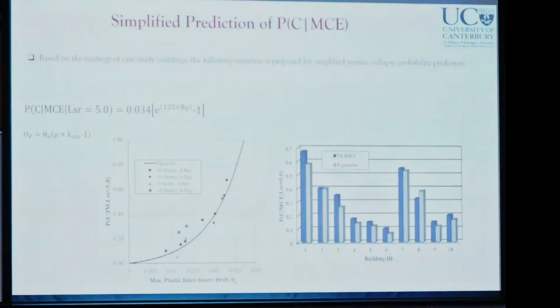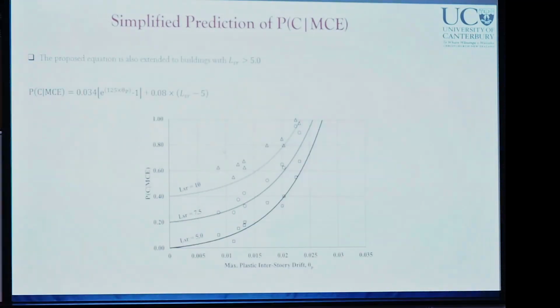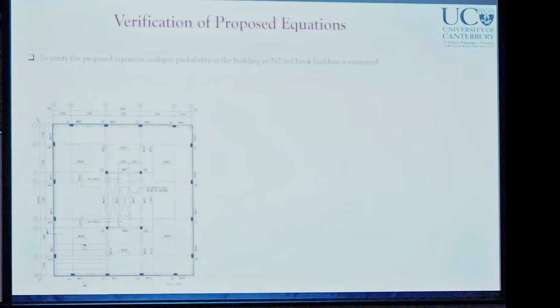From these results, we obtained this equation which can give us the probability of collapse of buildings at MCE level given LSR of 5, because we just fit this equation to results of LSR of 5. You can see the comparison of the equation to the actual numbers. We extended this equation to buildings with LSR over 5, and you can see the predictions of the equation in comparison to actual numbers for different levels of LSR.